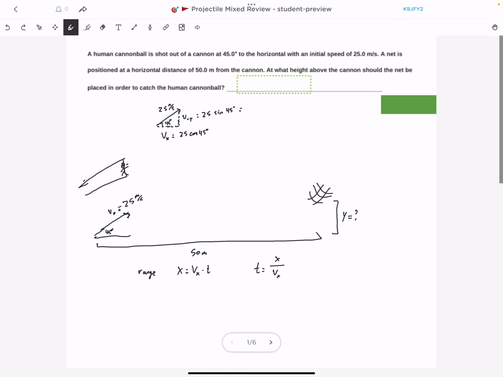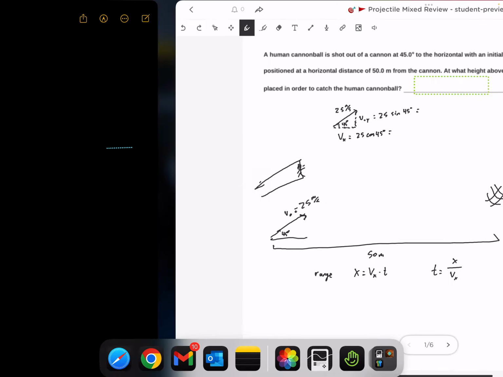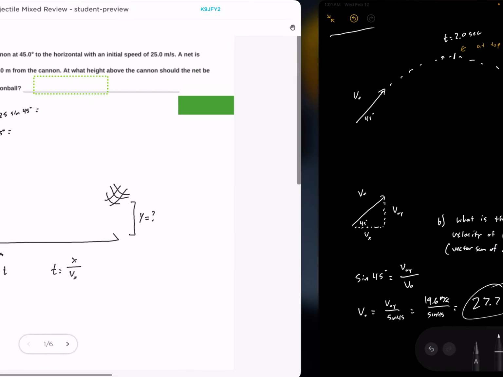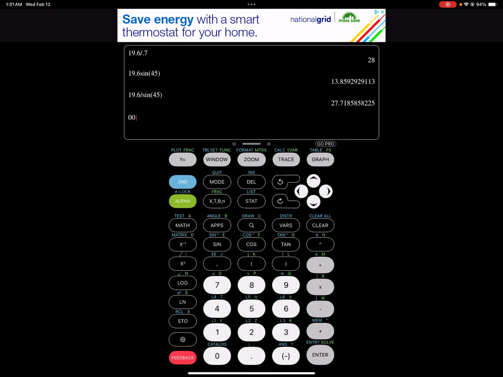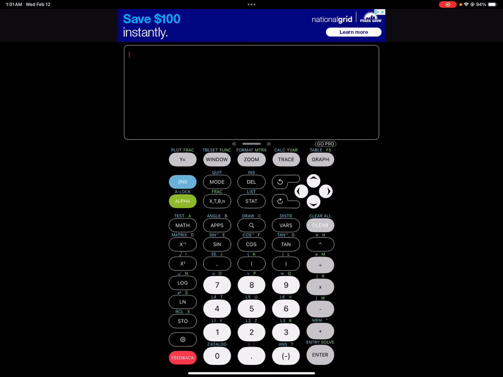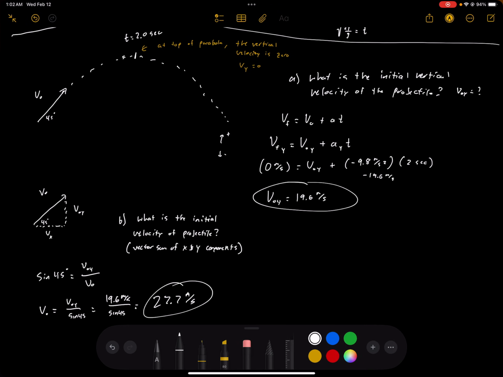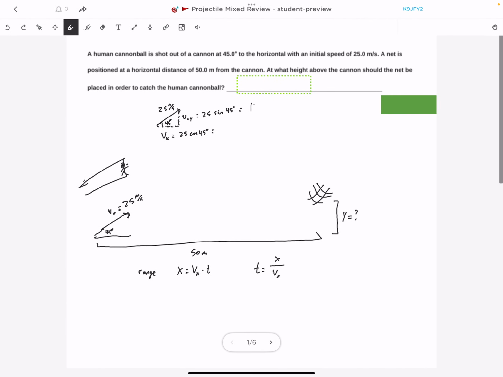All right, so let's get these values. Let me get to the calculator. So we've got 25 times the sine of 45. That's going to be the vertical component, and it's going to be the same for cosine, because cosine 45 is the same as sine 45. So here we get 17.7. Let's round that to 17.7 meters per second.